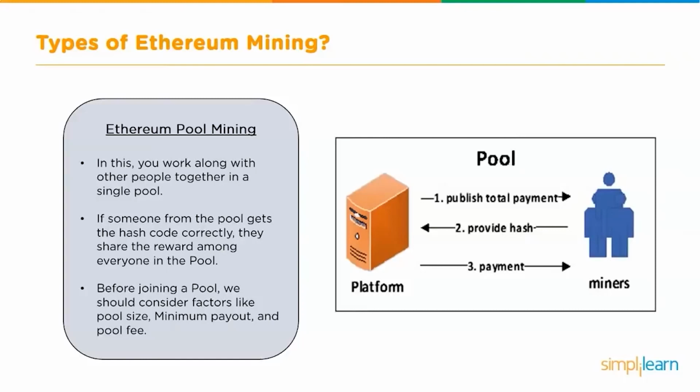Pool size determines the number of blocks you find in the Ethereum network, and it shares rewards. As the number of miners increases, the chances to get rewards also increase. Minimum payout is the minimum amount of Ethereum you need to mine before it gets credited to your wallet. And pool fee is the amount you need to pay to continue using the pool. This amount is percentage based on the amount of Ethereum you're mining.